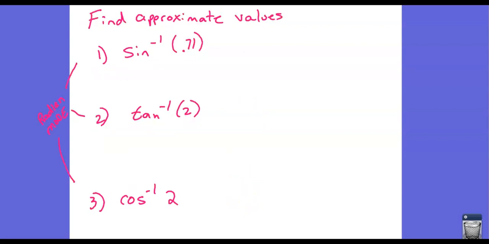All right, so let's look at approximate values. Whenever it says approximate values or round to 4 decimal places, this is where we're going to use our calculator. So go ahead and pause the video, and calculate the inverse trig functions of each one of these. And again, make sure you're in radian mode for this.